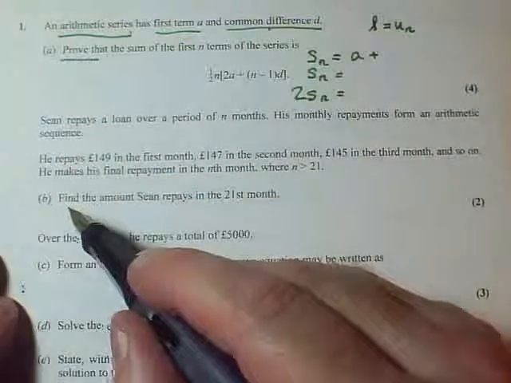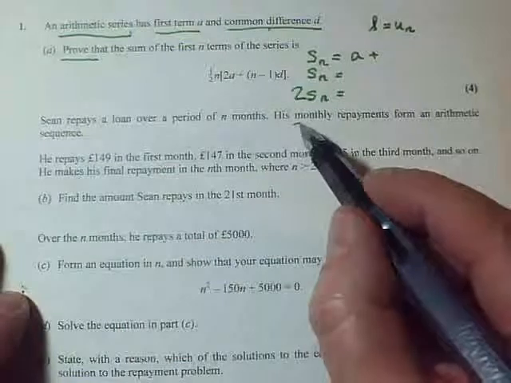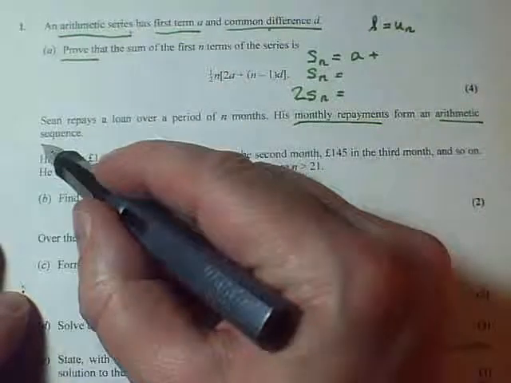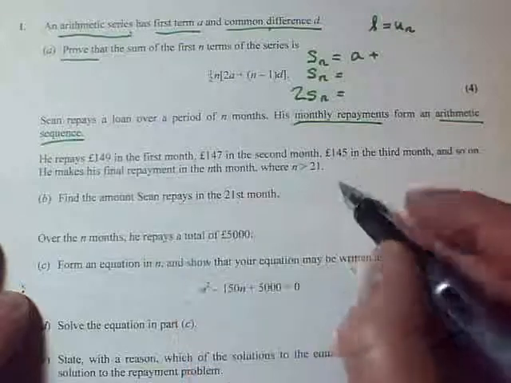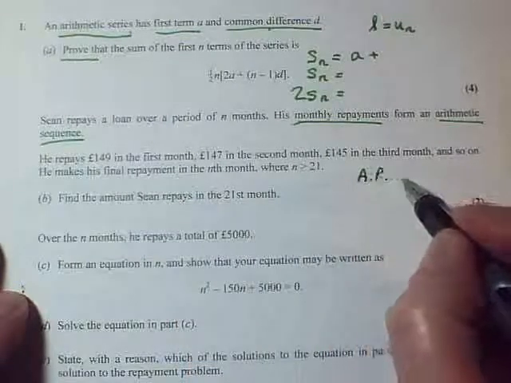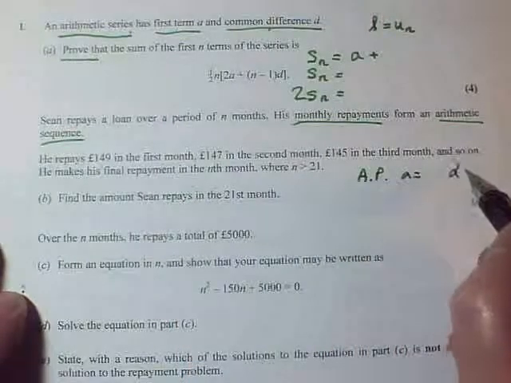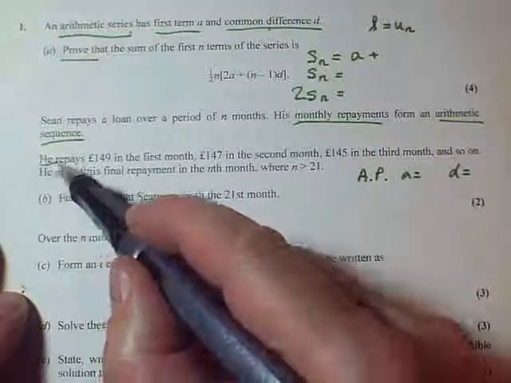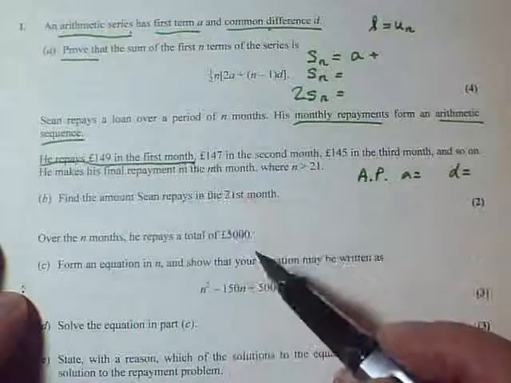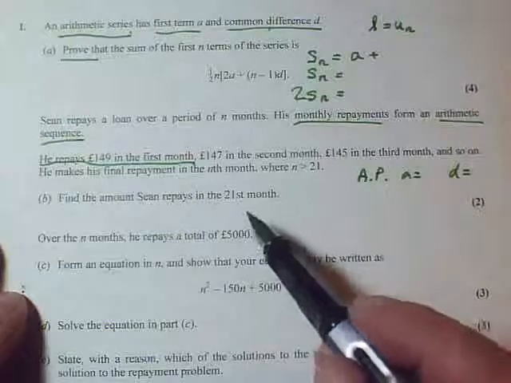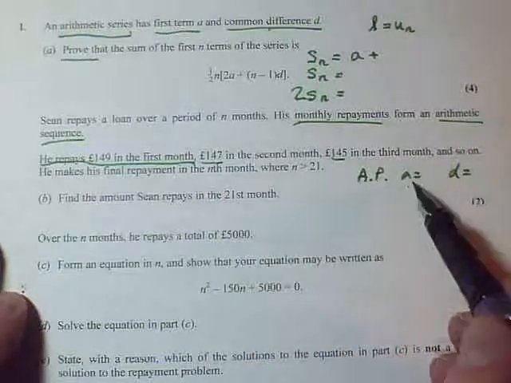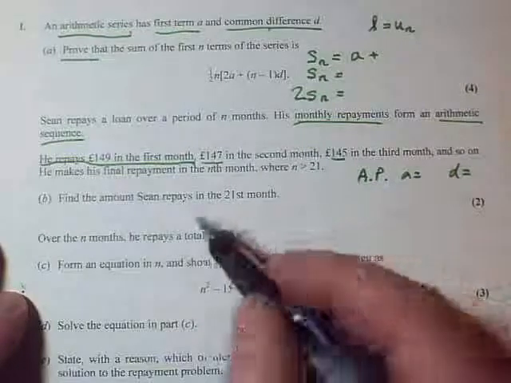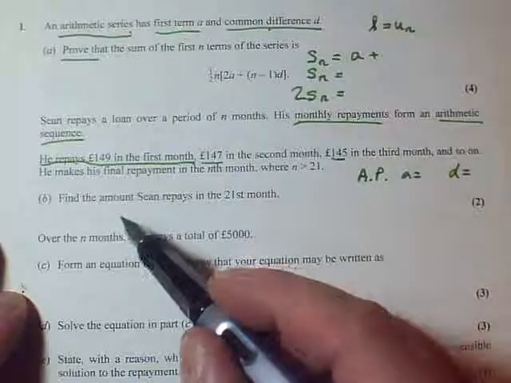Okay, now we've got Sean. His monthly repayments form an arithmetic sequence. Good, so we know we've got an AP. So you write AP, and of course you're looking for what a equals and what d equals. So he repays 149 in the first month, which is great. So we also know the second and the third month, so a and d you should be able to write down. So now it's just a question of spotting what's needed here.